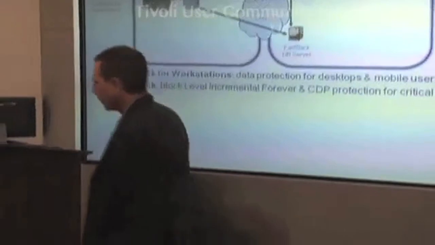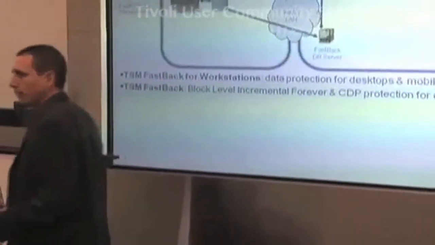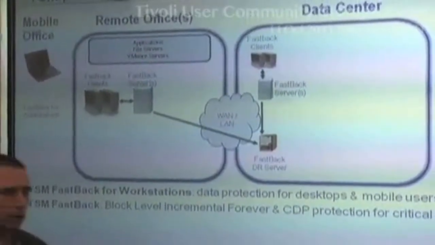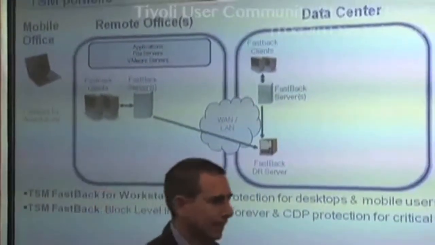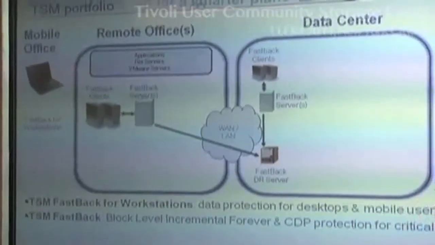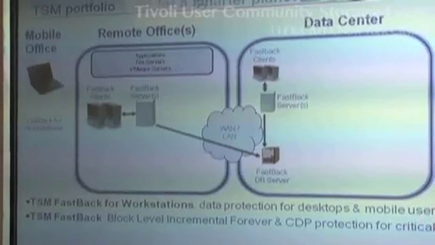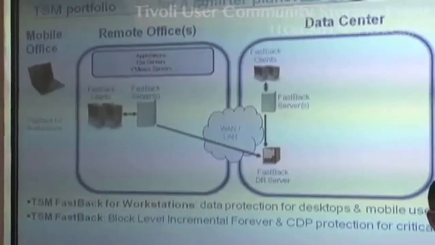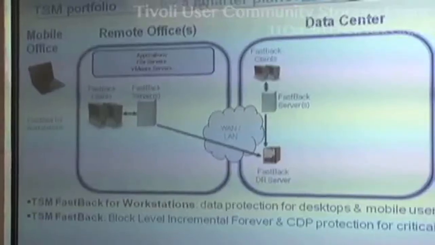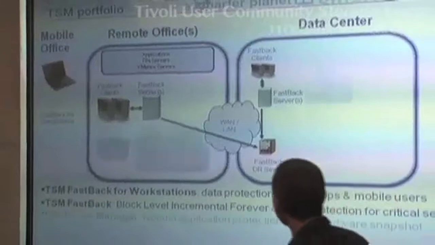Now, Fastback, being for remote offices, obviously has a built-in replication capability. It gives you the ability to take that data from the remote office and move it on to the data center for any kind of recovery scenario, anything from a bare machine recovery to a single file recovery. Now, Fastback, just to clarify, is not TSM. Don't expect the scalability that you get from TSM from a Fastback server and remote office.